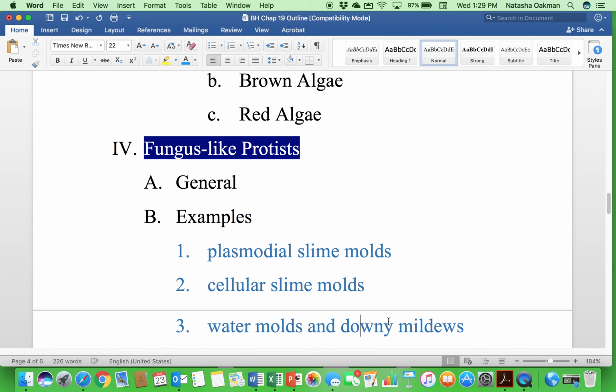And last are water molds and downy mildews. Now, like other fungus-like protists, they are decomposers. They form branching strands of cells. Both of these do. They're closely related, but they are distinguishable from one another. Water molds are parasites in, you guessed it, water. So one last picture for us here.